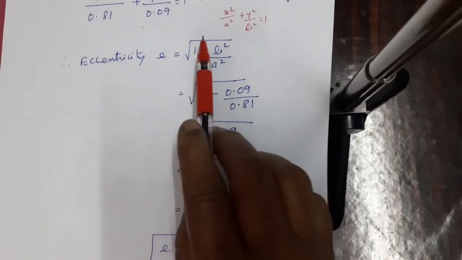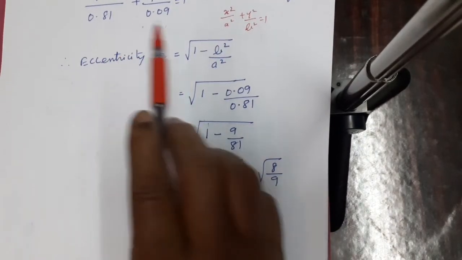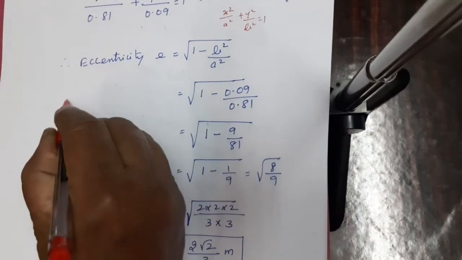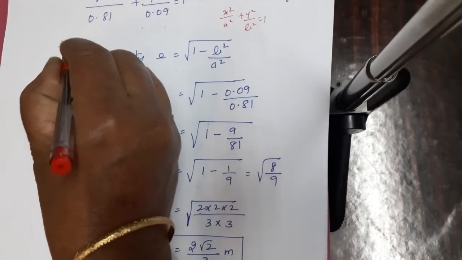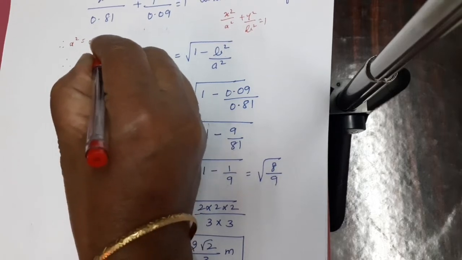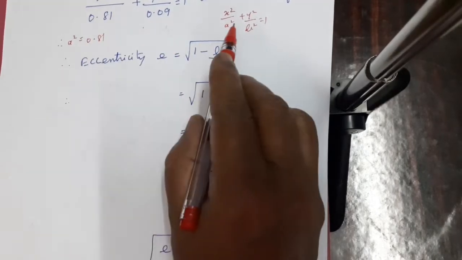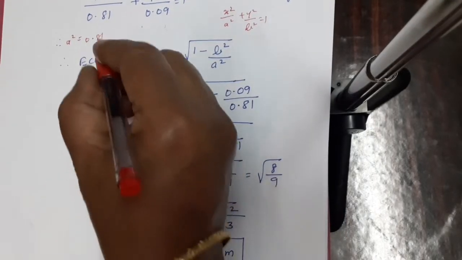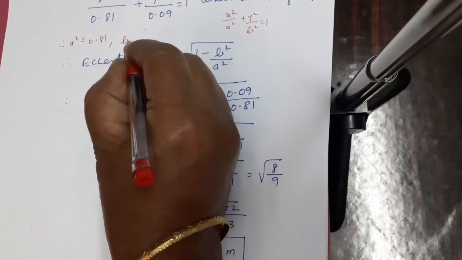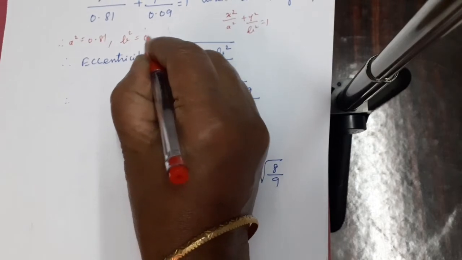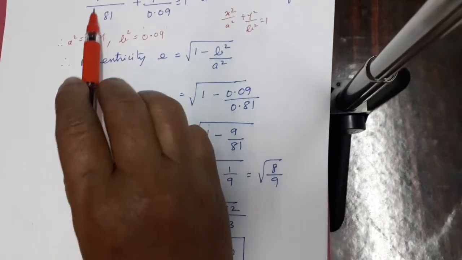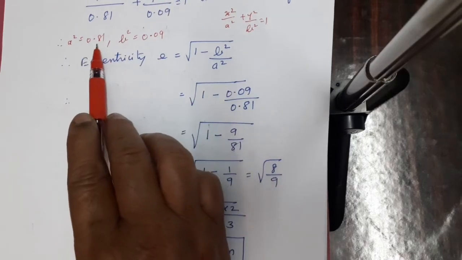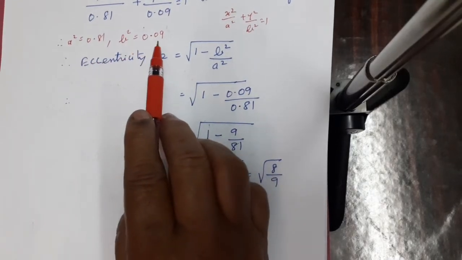Now, we find the value of a square. What is our a square? A square equals 0.81. This is in the form x square by a square plus y square by b square equal to 1. Therefore, a square equals 0.81 and b square equals 0.09.